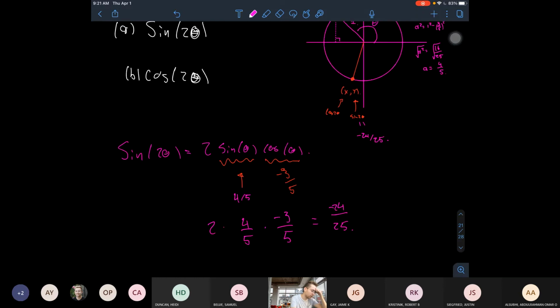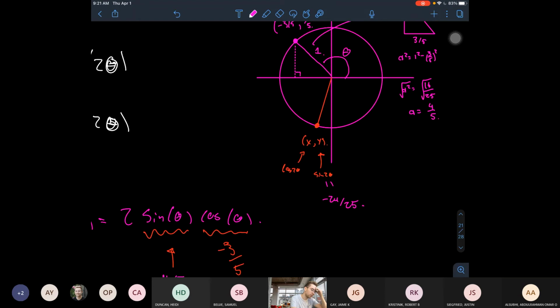So hey, it looks like our drawing was pretty close, actually. This red line is going to be really, really close to that 270 mark, because this number is really close to negative 1.